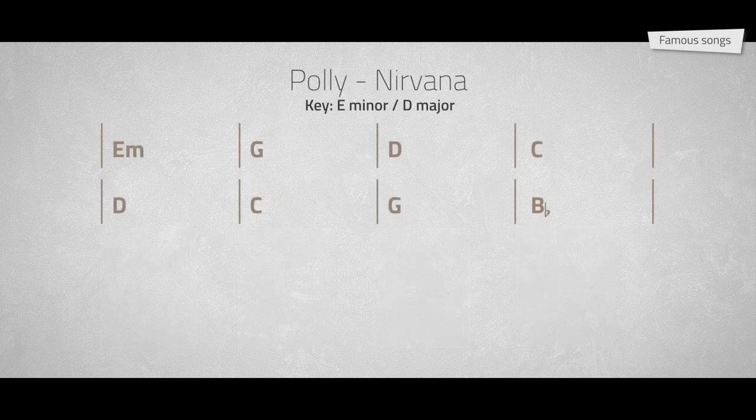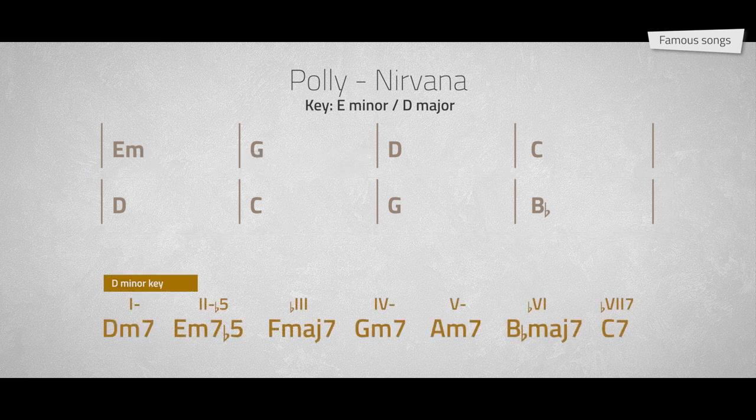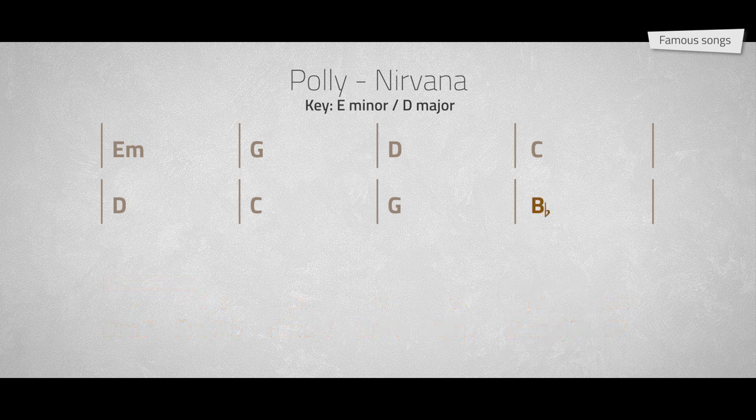Polly by Nirvana, which appears on the groundbreaking Nevermind album, changes more or less to the key of D major in the second part, although this is arbitrary. It changes to the flat 6th degree from the D minor key in bar 4.